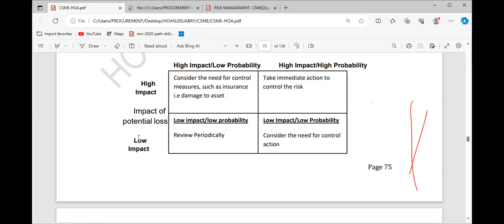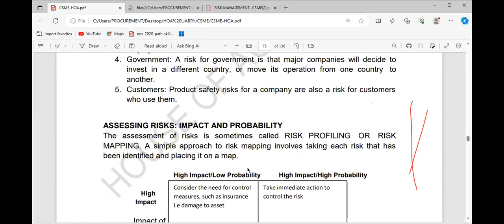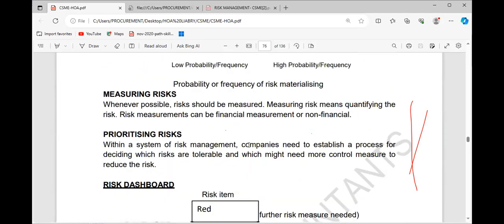Is also low. So what this one is saying is review. As long as you cannot completely eliminate the risk, all you just have to do is to review it periodically and make sure you monitor as time goes on. But under this low impact, low probability, consider the needs for control action. Okay, that is what we call risk mapping, or we can call it impact and probability. Please make sure you understand that aspect.